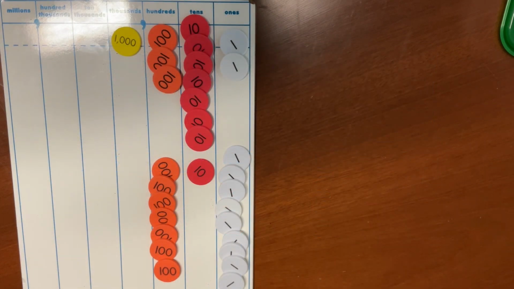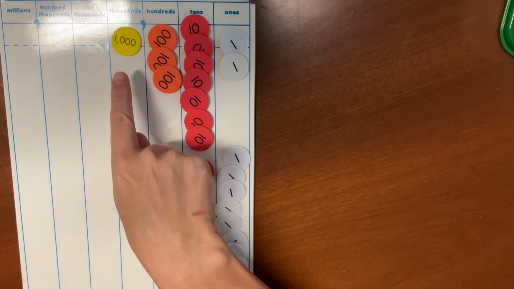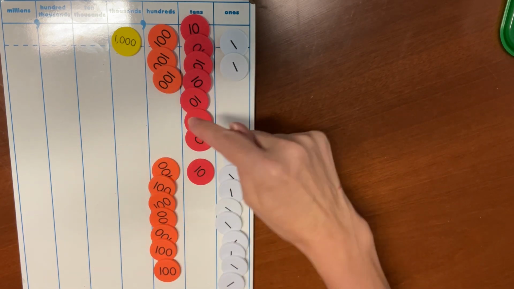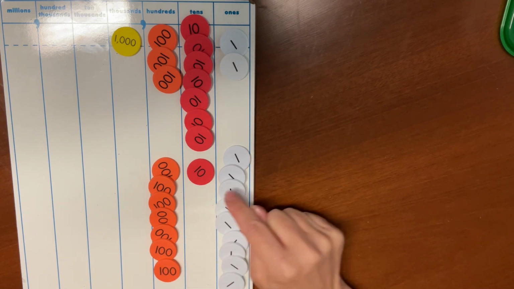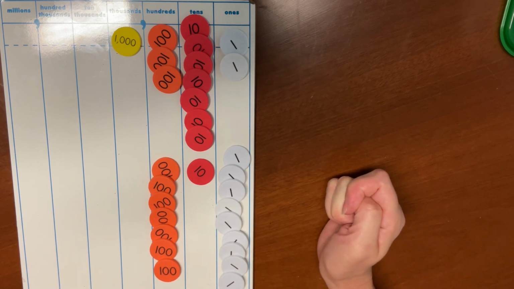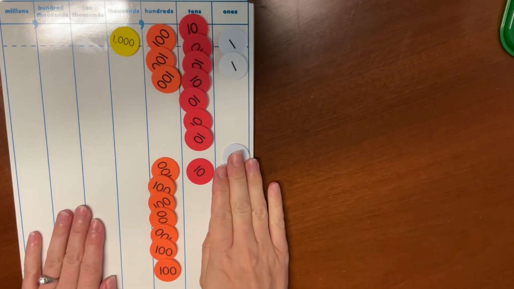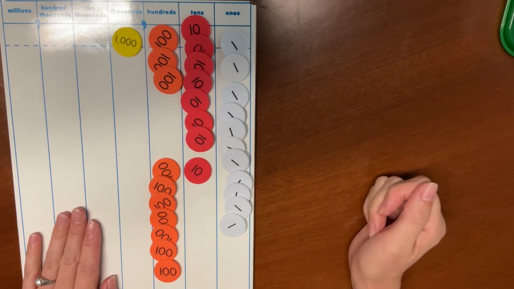Let's see how you did. I tried the place value chart first with my discs. I built the first number, 1,372, and the second number, 719. And I'm going to put these together to find out how much rubbish altogether.